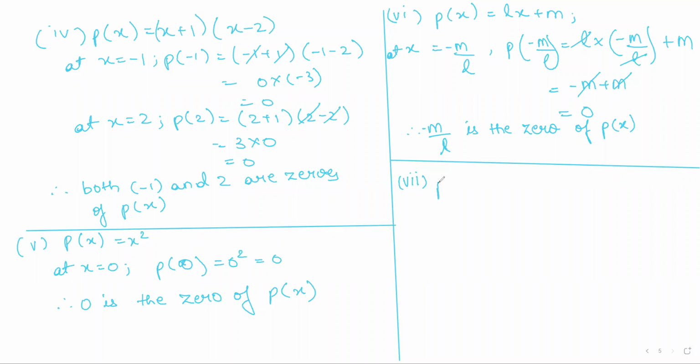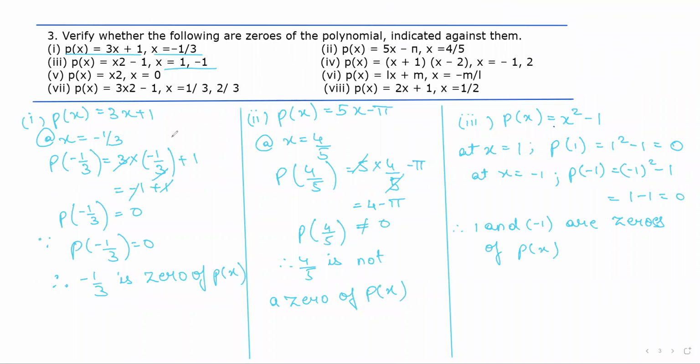P of x given over here is 3x squared minus 1. And you have to check at x is equals to minus 1 upon root 3. Here it should be root 3, plus 1 by root 3, then plus it should be minus. Minus 1 by root 3 and plus 2 by root 3.